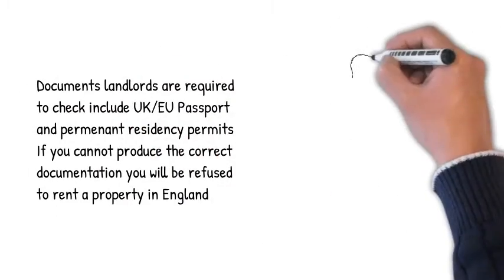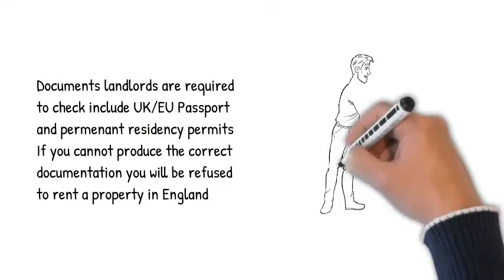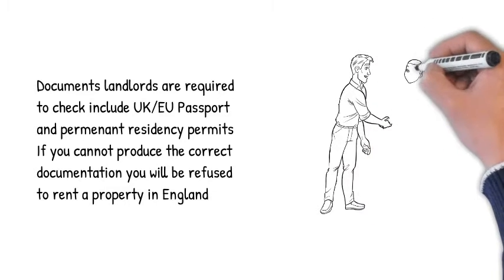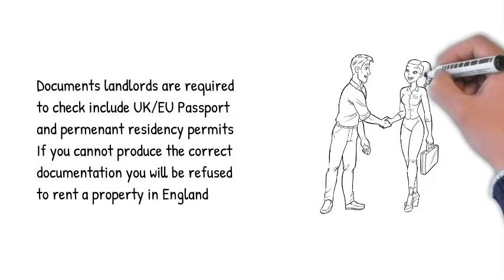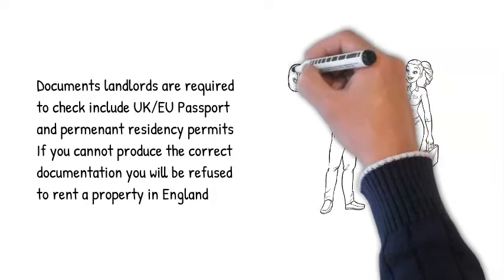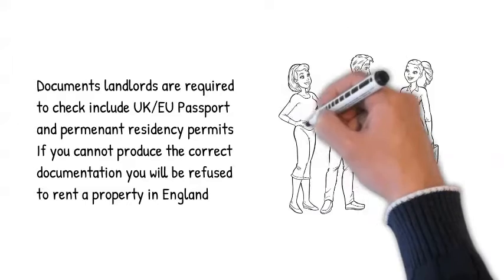In order to prove this, you will have to provide some documents. Documents landlords are required to check include UK and EU passports or permanent residency permits. If you cannot produce the correct documentation, you will not be able to rent a property in England or Wales.